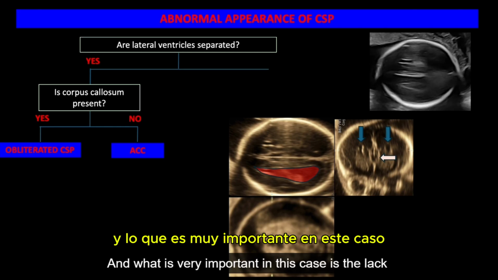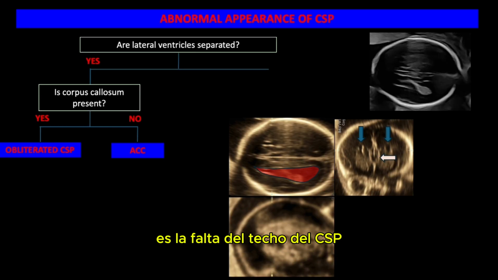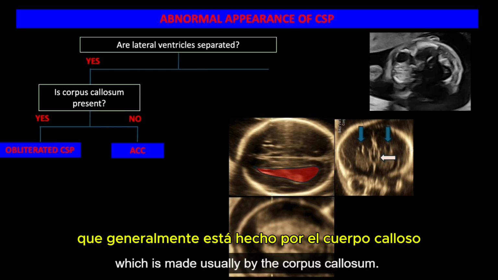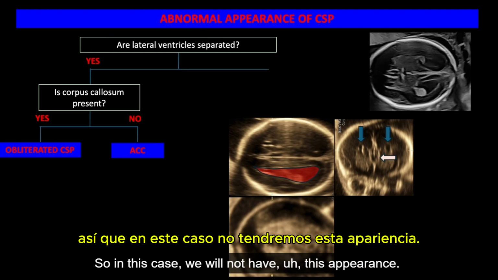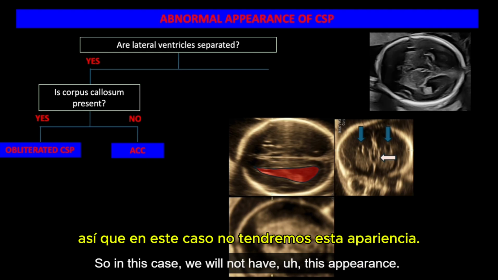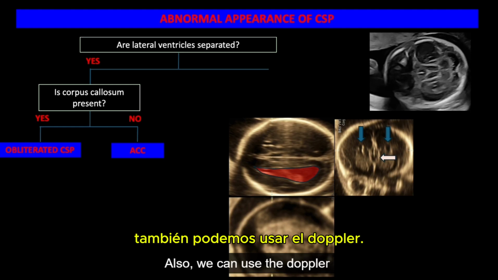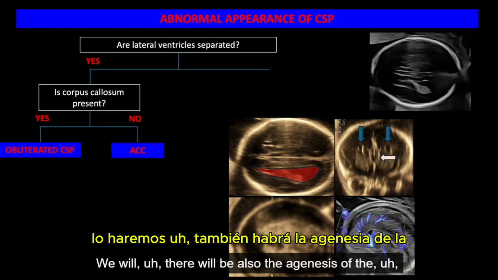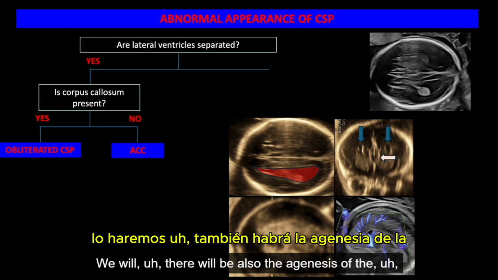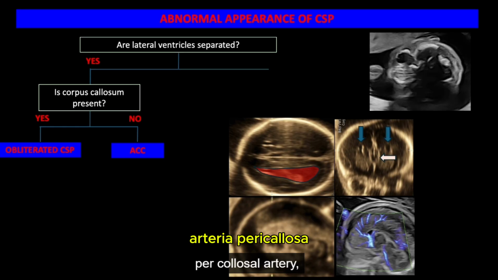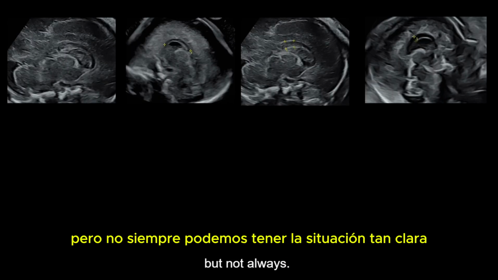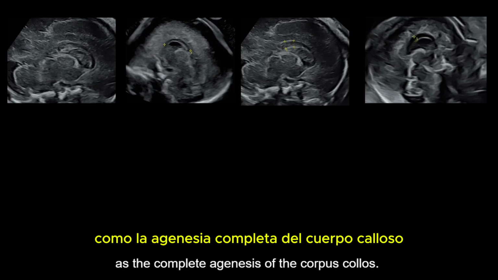And what is very important in this case is the lack of the roof of the cavum septi pellucidi, which is usually made by the corpus callosum. So in this case, we will not have this appearance. Also, we can use the Doppler, and in complete agenesis of the corpus callosum, there will also be agenesis of the pericallosal artery. But not always can we have a situation so clear as complete agenesis of the corpus callosum.